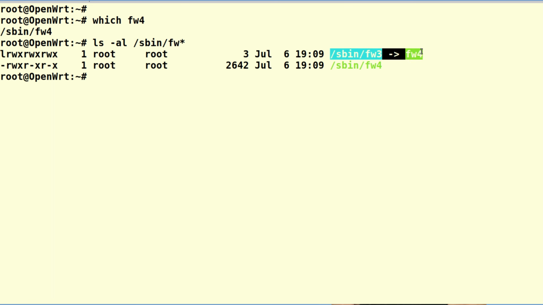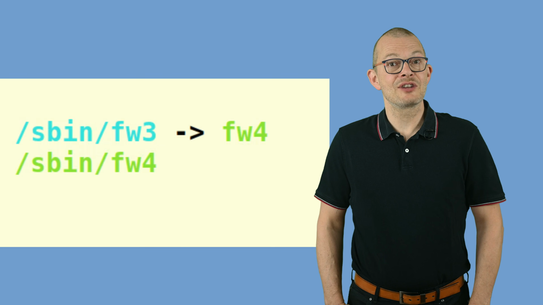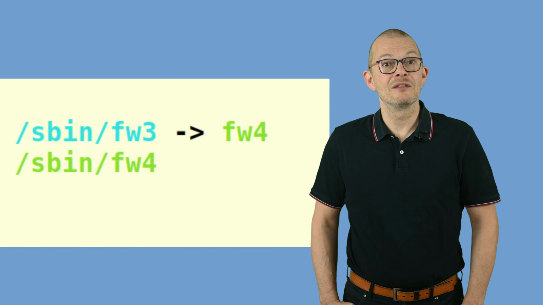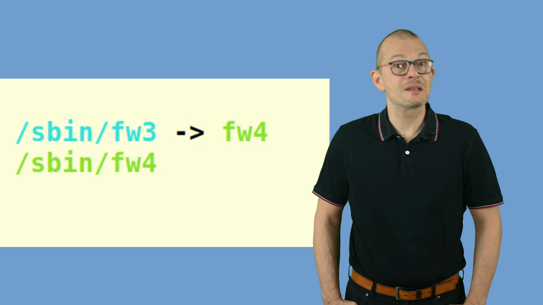Now, let's look at the fw3 and fw4 binaries. As you can see here, the fw3 binary has just been replaced by a symlink to the fw4 binary. That's also a good thing. If you have scripts running fw3, then presumably you don't even have to change them.